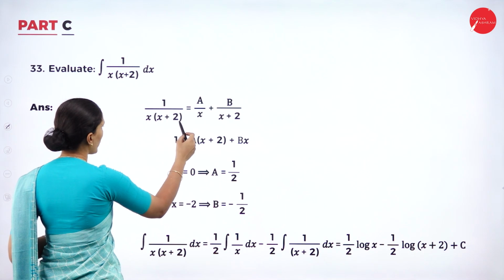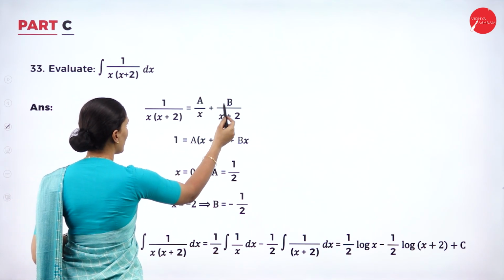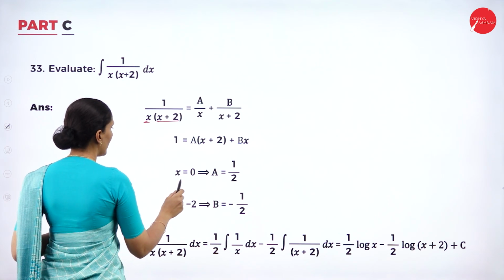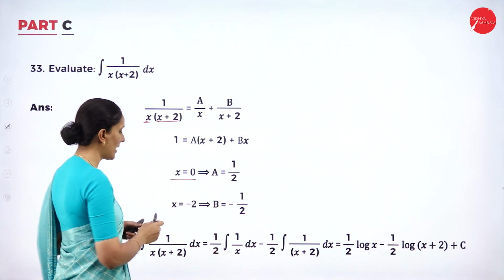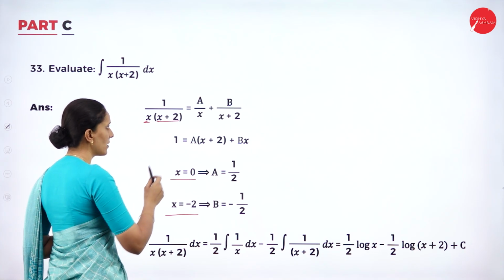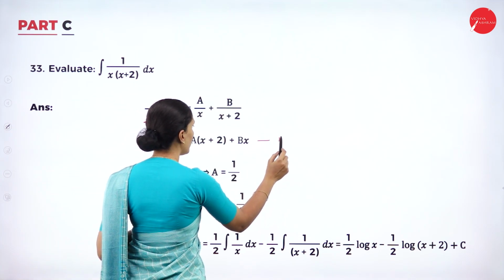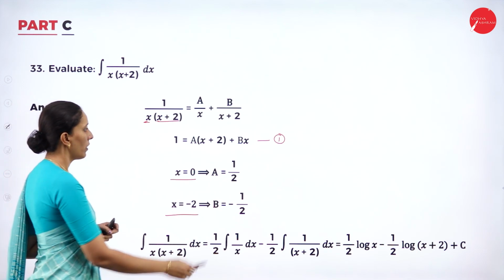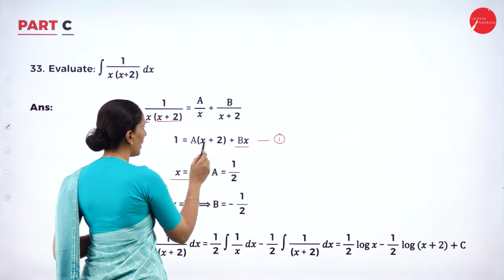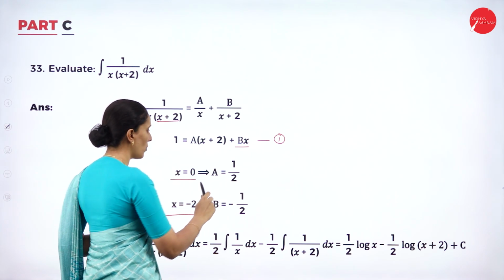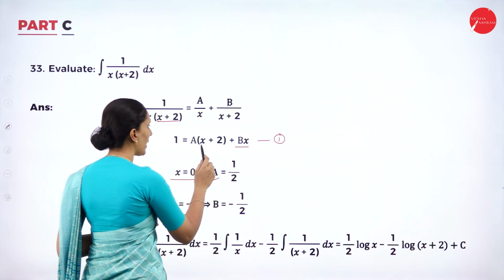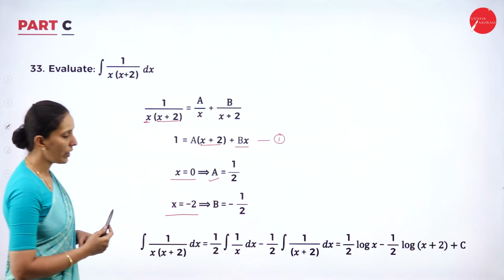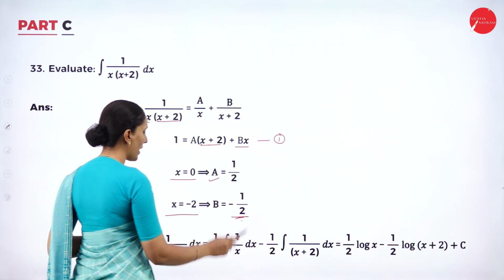So, 1 by x into x plus 2 can be written as a by x plus b by x plus 2. Since we have two linear factors, take x is equal to 0 once and then x is equal to minus 2 once. When you equate the numerators, you will get the equation 1 is equal to a into x plus 2 plus bx. When you take x as 0, we will get 2a is equal to 1. So, a is equal to half. And when you take x plus 2 as 0, that is x is minus 2, we will get minus 2b is equal to 1. Therefore, b is equal to minus half.